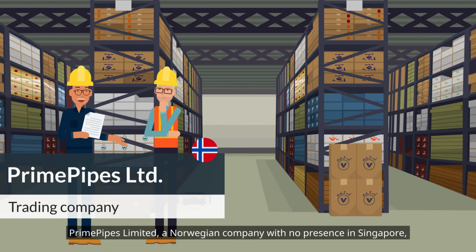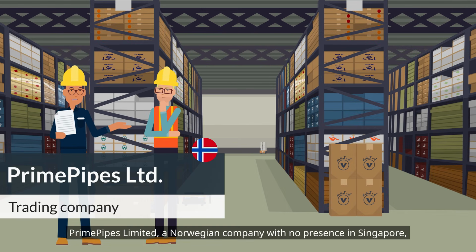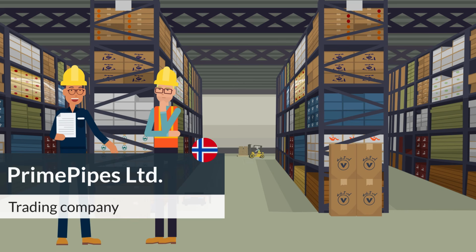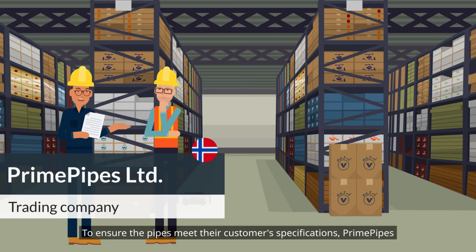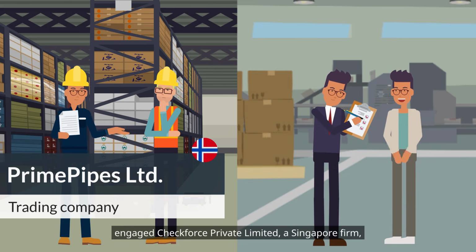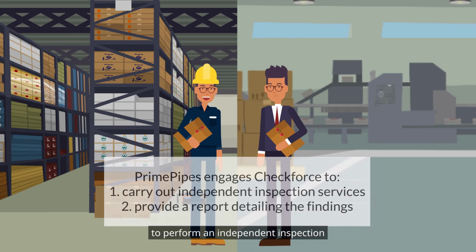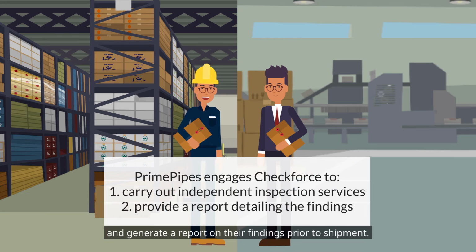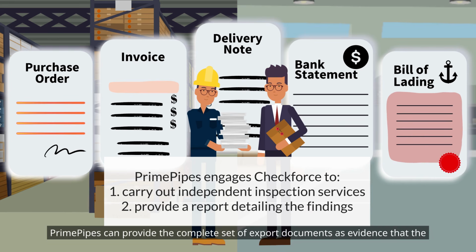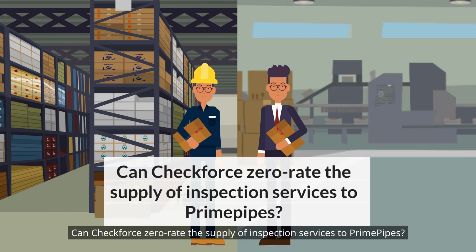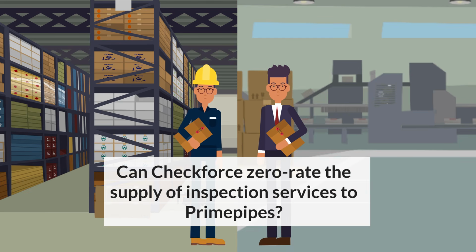Prime Pipes Limited, a Norwegian company with no presence in Singapore, bought pipes from Singapore for export to their customer in Japan. To ensure the pipes meet their customer's specifications, Prime Pipes engaged Checkforce Private Limited, a Singapore firm, to perform an independent inspection and generate a report on their findings prior to shipment. Prime Pipes can provide the complete set of export documents as evidence that the pipes are exported to Japan. Can Checkforce zero rate the supply of inspection services to Prime Pipes?